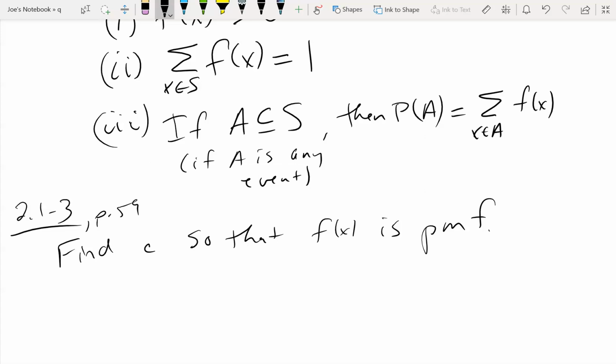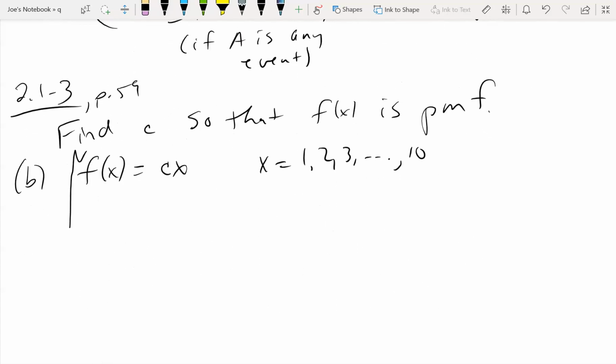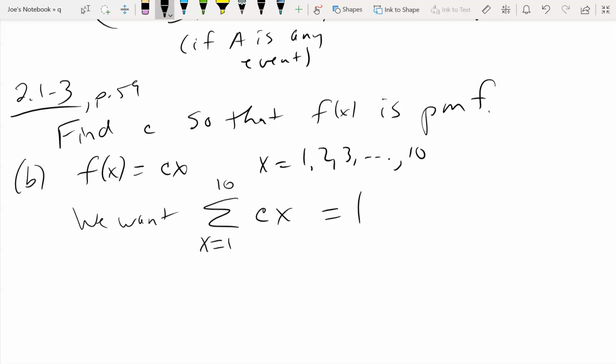All right, let's do part B to start with. We have f of x equal to c times x, where x can take on any discrete value from 1 to 10. If I plug in 1, 2, up to 10, am I going to have any negatives pop up? No. So the big condition of being a probability mass function that I want to satisfy is that if I add up all the possibilities, it has to equal 1. So we want the sum from x equals 1 to 10 of c times x to equal 1. If I add this up over all possibilities for x, I need to get 1.